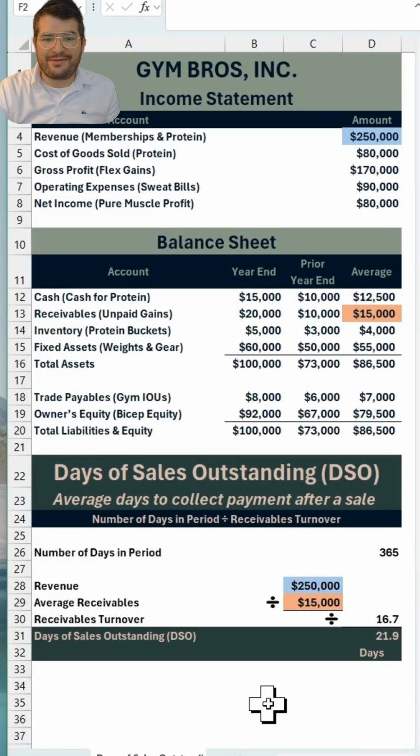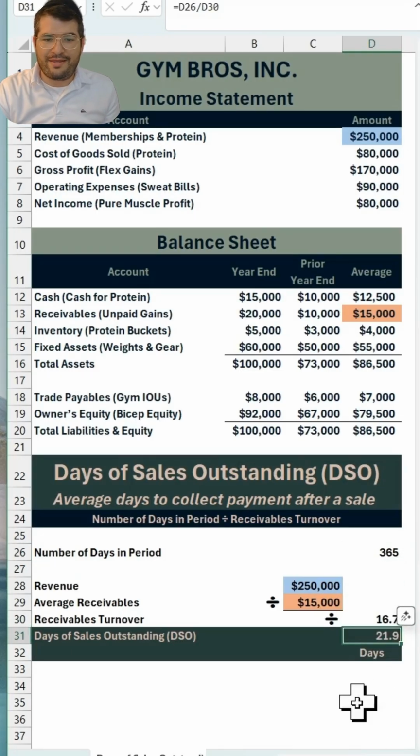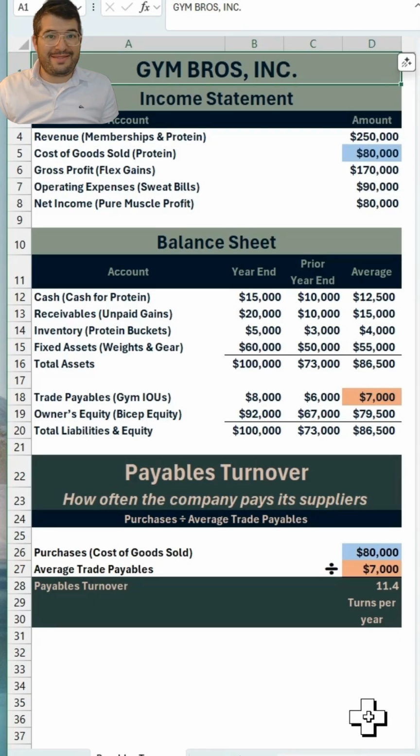So days sales outstanding, you take your 365 days a year and then divide it by your receivables turnover, your 16.7, and that tells you it will take you approximately 21.9 days to collect all of your receivables that are outstanding. Payables turnover. Same concept.